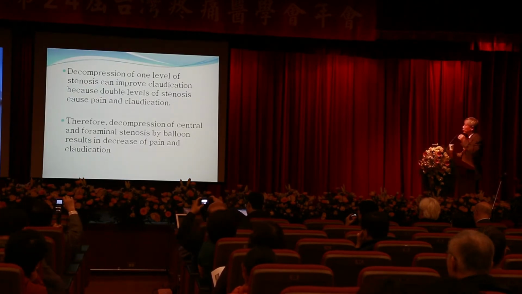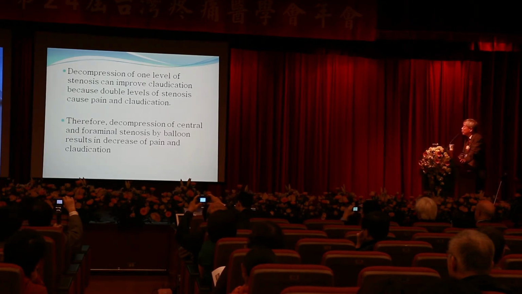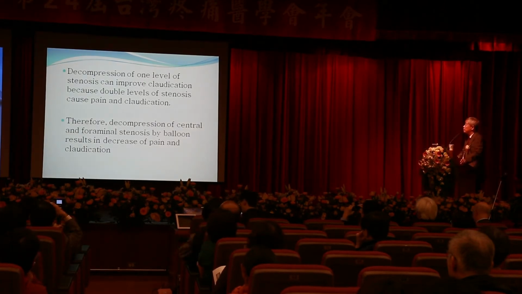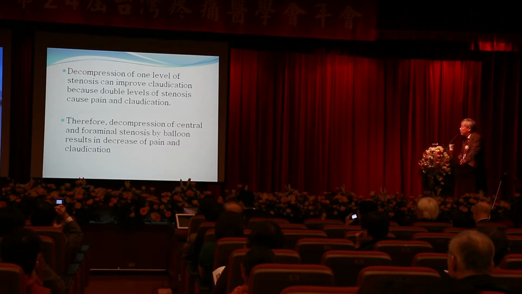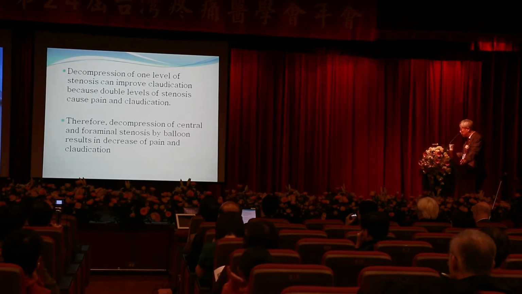So decompression of one level of stenosis can improve claudication, because that level of spinal stenosis causes pain and claudication. Therefore, decompression of the central and foraminal stenosis by balloon results in decreased pain for the patient. This is the principle of this procedure.